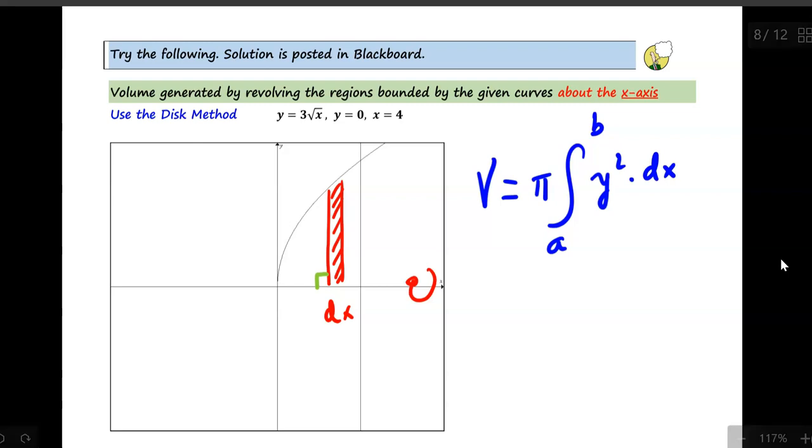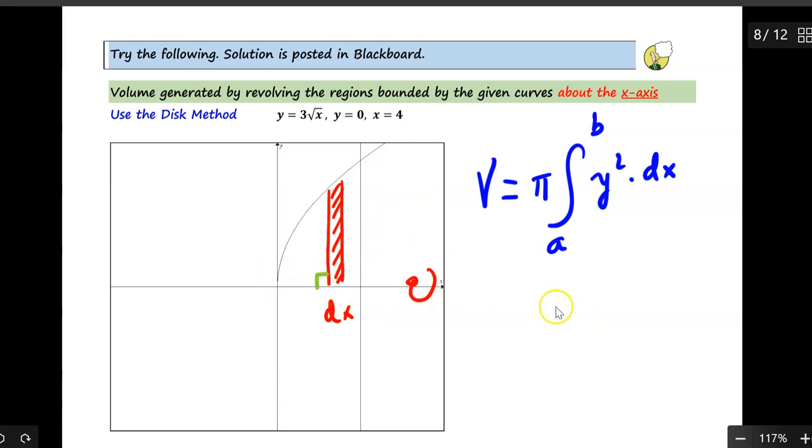Alright, okay. So I quickly give everyone a hint. Now you have to identify y equal to 0, x equal to 4, and then identify y equal to 3 times square root x, which is this parabola open to the side, this one here, and this one should be x equal to 4, and this one should be y equal to 0.